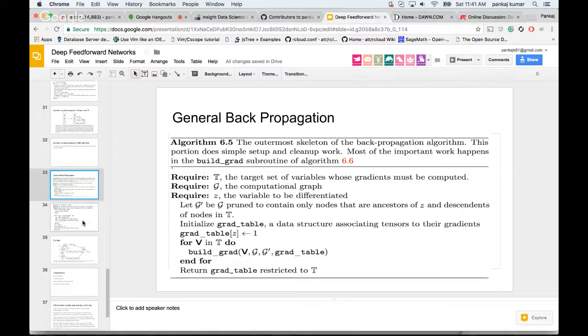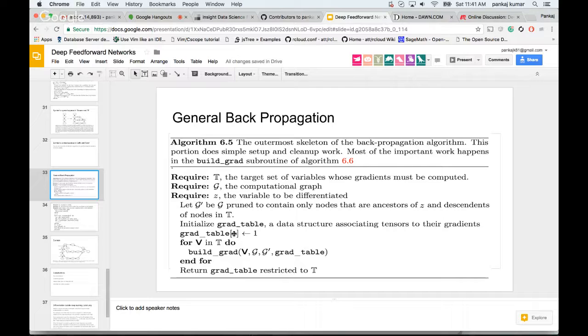The way they do it is basically they go to each node and initialize a gradient table, grad_table, mapping tensors to their gradients. So for each parameter, they set the grad table entry to 1, a gradient.